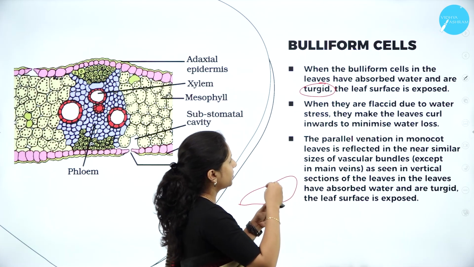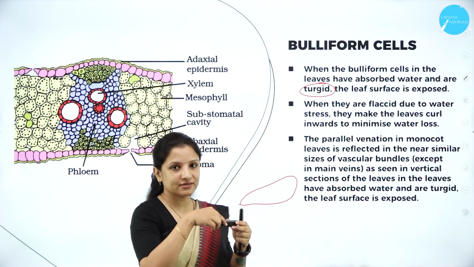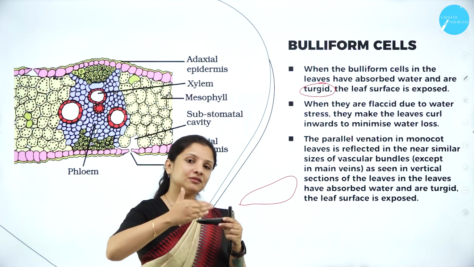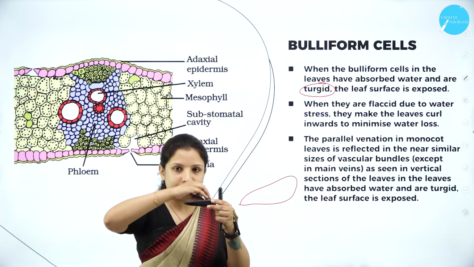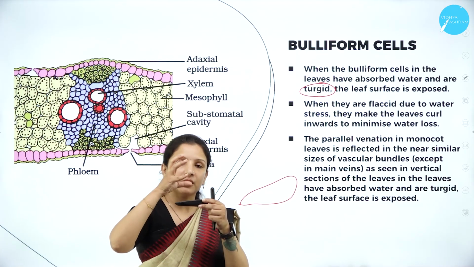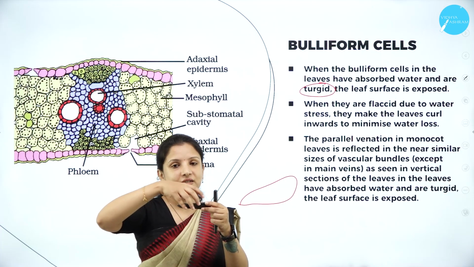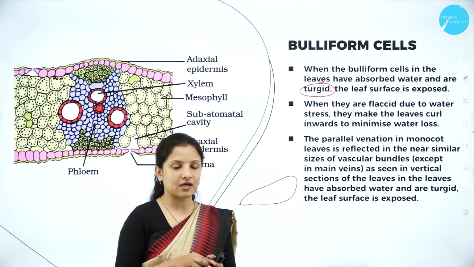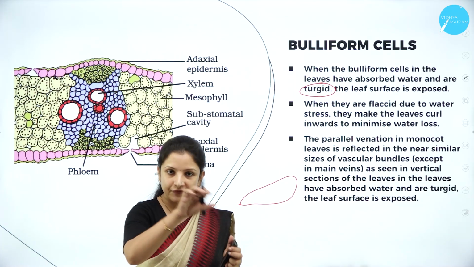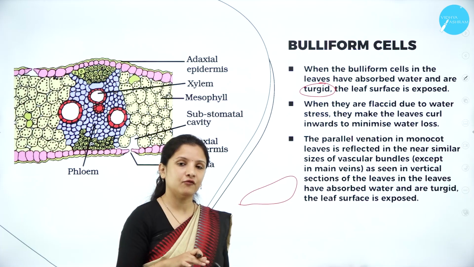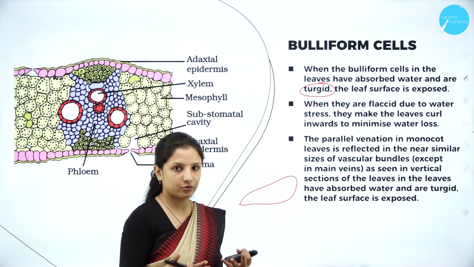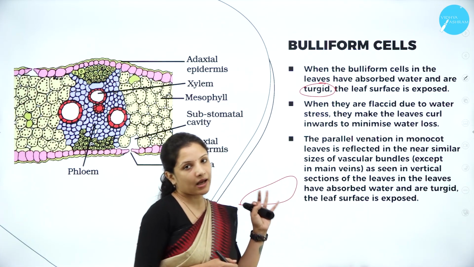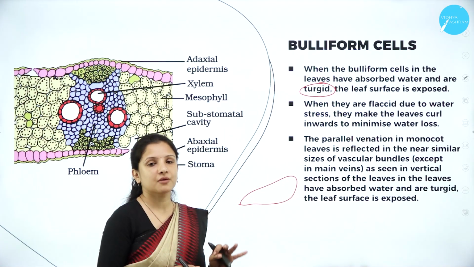Now what happens during water stress, whenever water is lost from the plant? To prevent excessive loss of water, the bulliform cells will become flattened or flaccid, and then it will result in coiling or folding of the leaf surface. When folding of the leaf surface occurs, the surface area of the leaf will be minimized. Therefore, the evaporation of water, or the loss of water, will also be minimized. So that is one of the main characteristic features of bulliform cells which are present in the grasses.